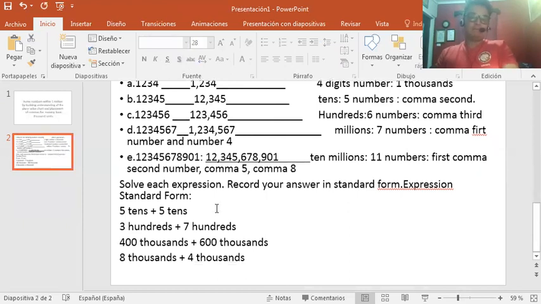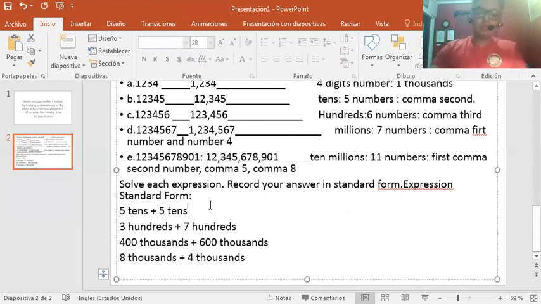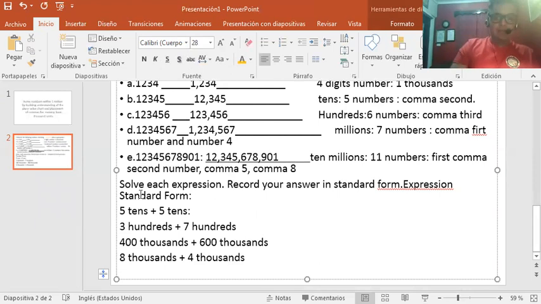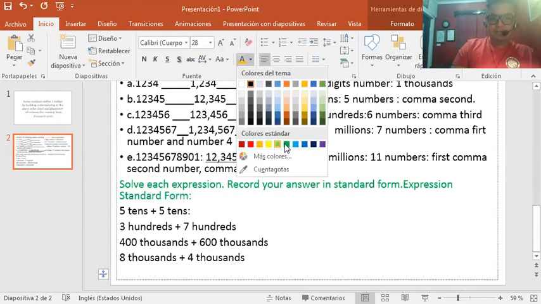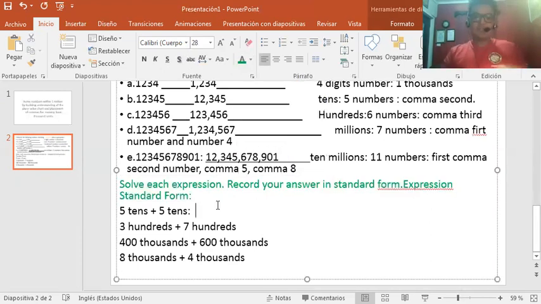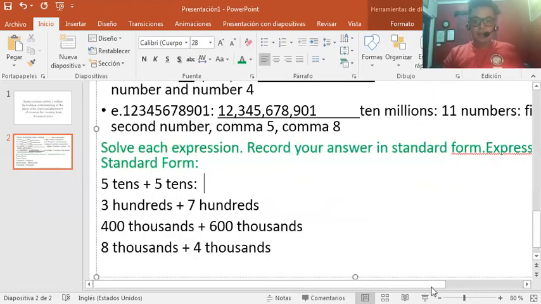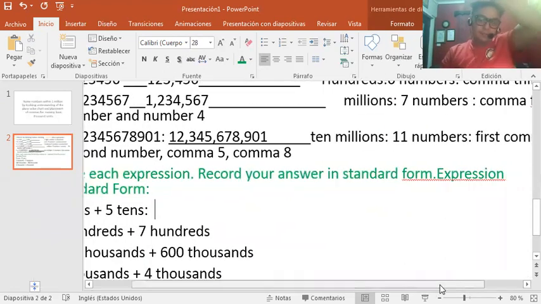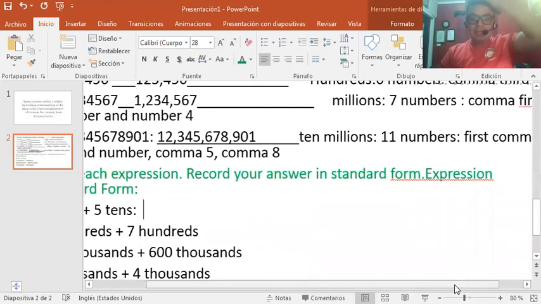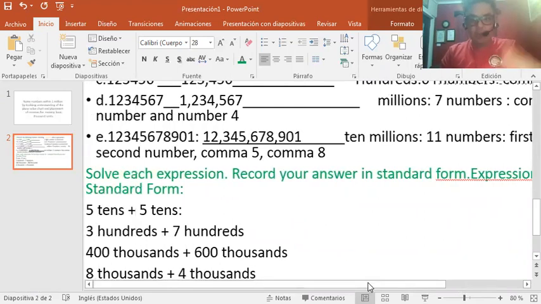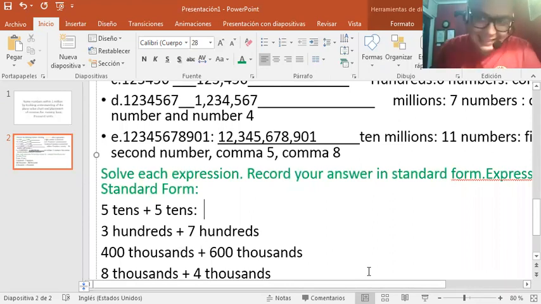And here I will go to identify the value. So here it says, look, solve each expression and record an answer in the standard form expression. So this is easy, guys, really easy.